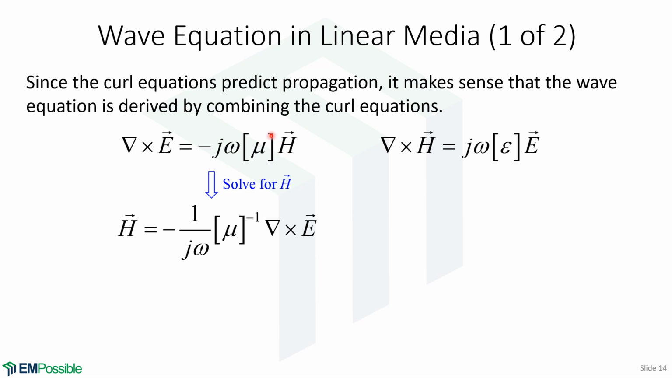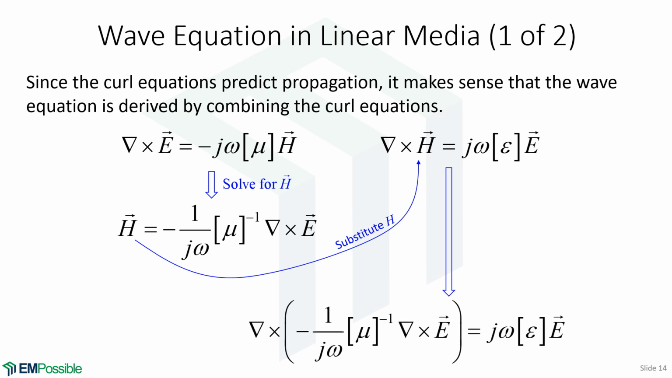That's pretty easy to do. I just take this group of constants here and bring it to the other side. So now we have an equation expressing the magnetic field. Well, I can take this equation for H and plug that into the second equation. And in fact, that's exactly what happens here.